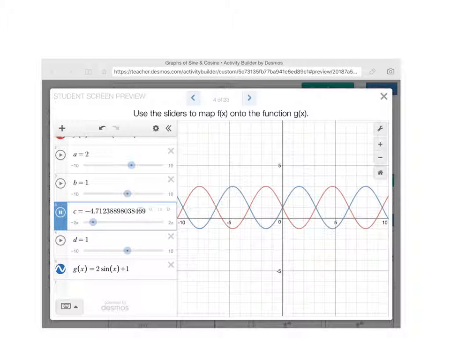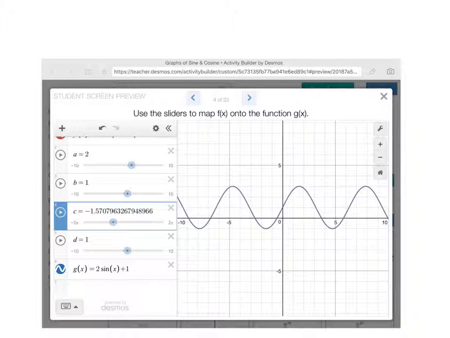And I'm going to pause it here when I think I've found a c value that maps one function right onto the other. So a c value of negative 1.5707, we're not going to write all those down because we know that what this really is is negative pi over 2. It looks like a c value that I could use to map my cosine function onto my sine function.